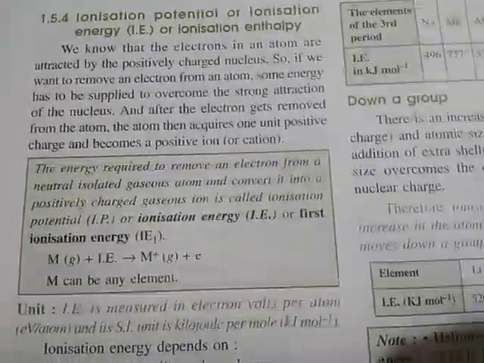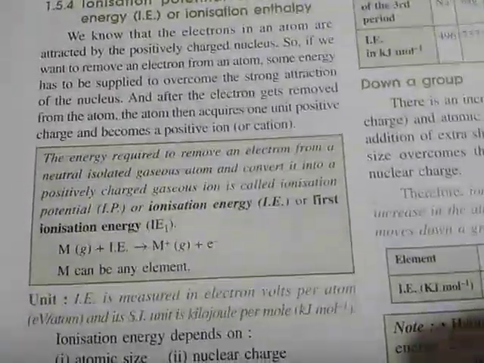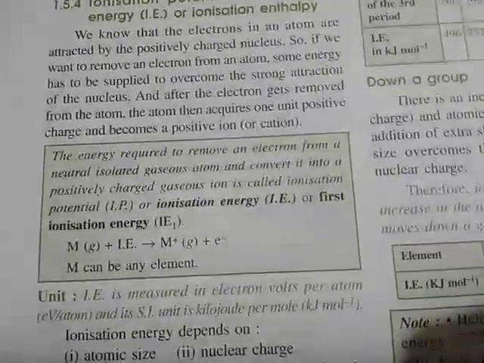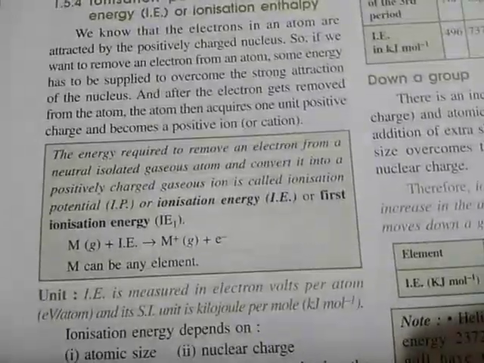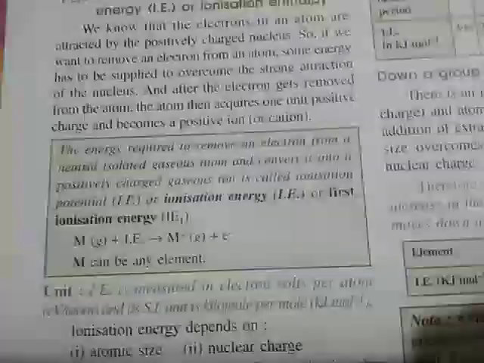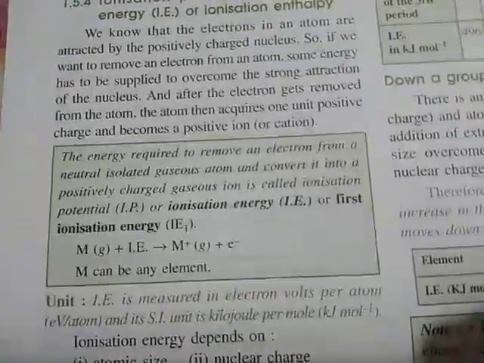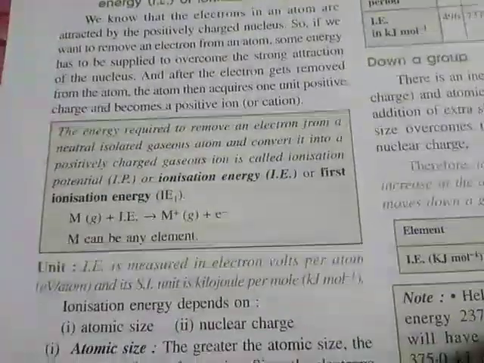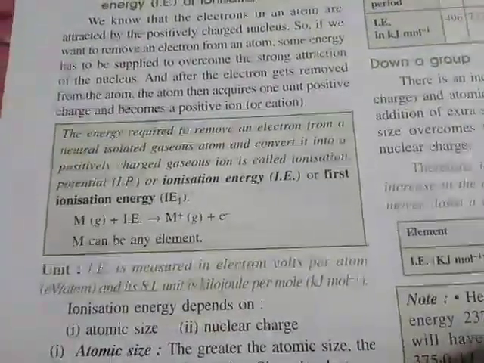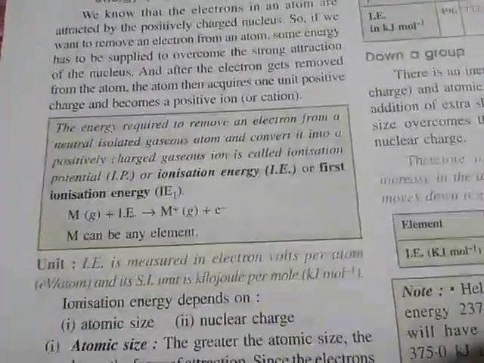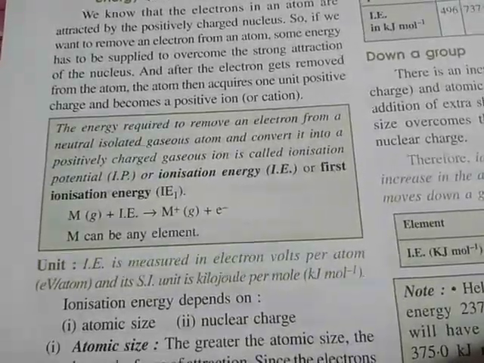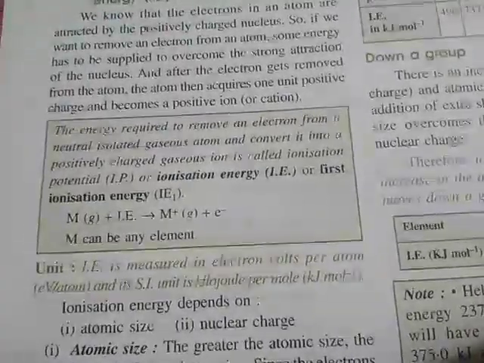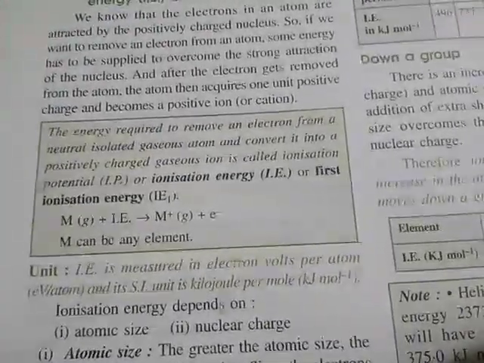In the box you can see, the energy required to remove an electron from a neutral isolated gaseous atom and convert it into a positively charged gaseous ion is called ionization potential or ionization energy. So students, it is the energy which is required to pull an electron out of an atom to make it a positively charged species. I am giving you one example by taking sodium atom.